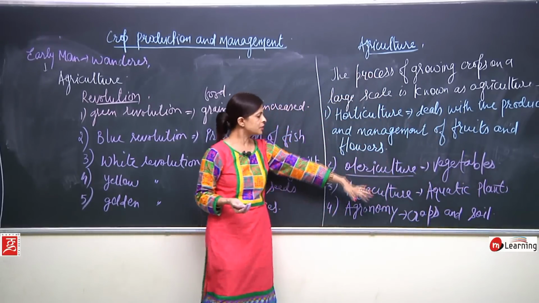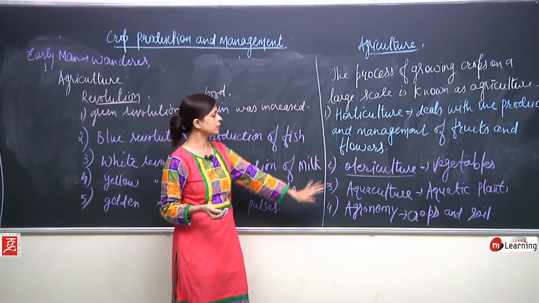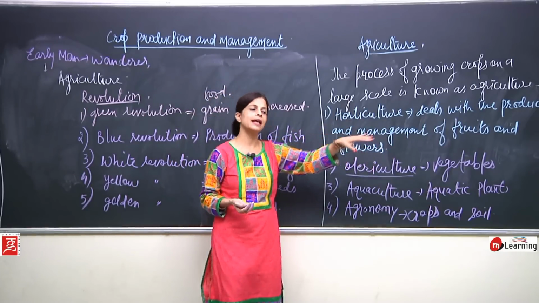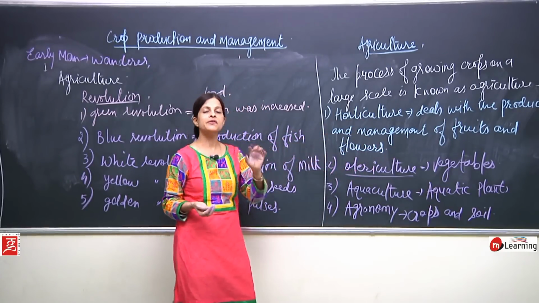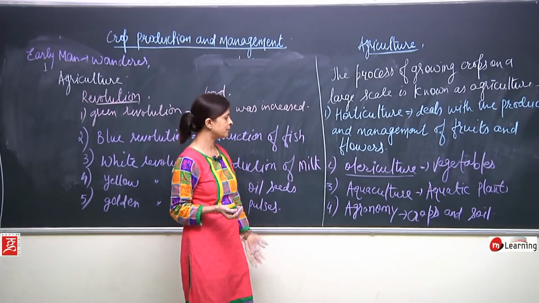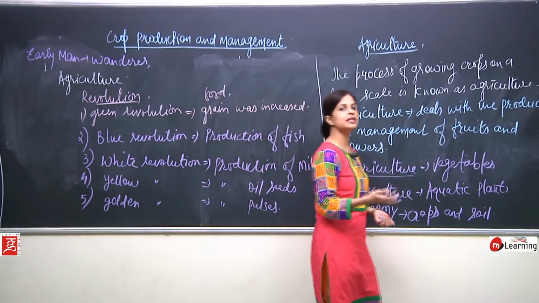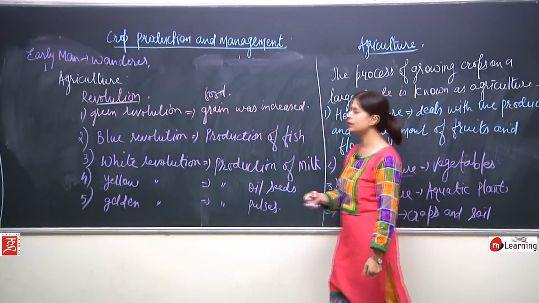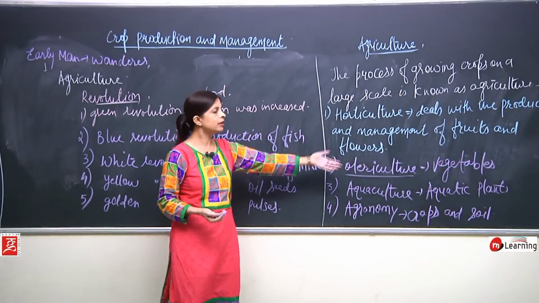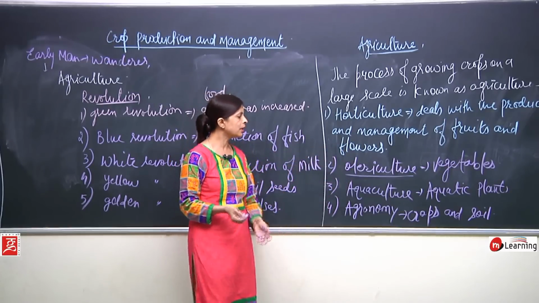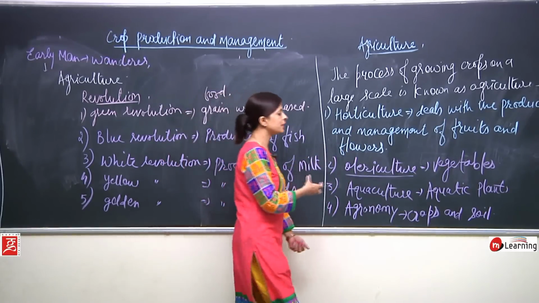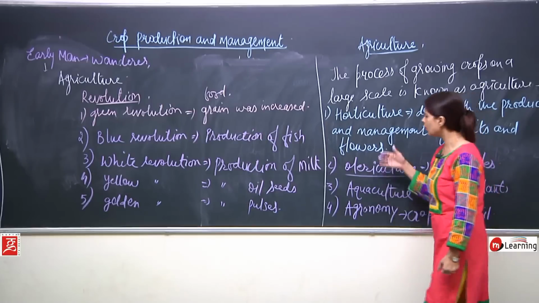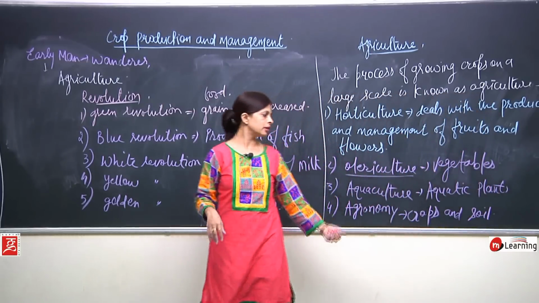So these are the branches of agriculture. There are a few more branches, but this is quite enough for you all. Horticulture deals with the production of fruits and flowers. Olericulture deals with the production and management of vegetables. Aquaculture deals with the development and more production of aquatic plants and other animals also. Agronomy deals with the management of crops and how the quality of the soil can be improved.